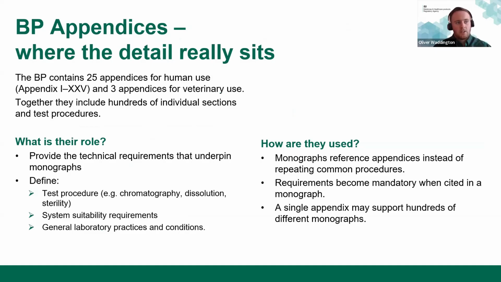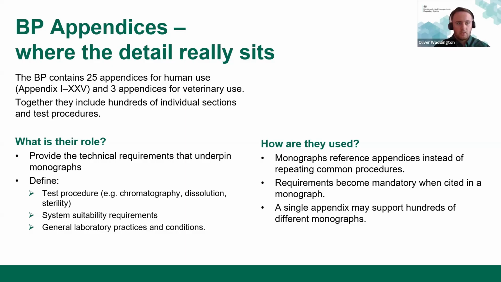So then we have the appendices. And this is where a significant amount of the technical detail sits within the BP. So there are 25 appendices for human medicines and another 3 for veterinary use. And together they include hundreds of individual sections and test procedures. The appendices provide things like some of the analytical methods for chromatography, dissolution, sterility, for example. They also list system suitability requirements, as well as some general laboratory practices and conditions. And monographs often reference appendices rather than repeating this information.